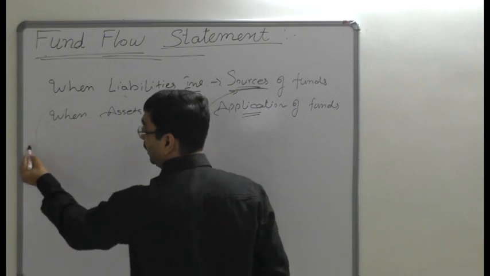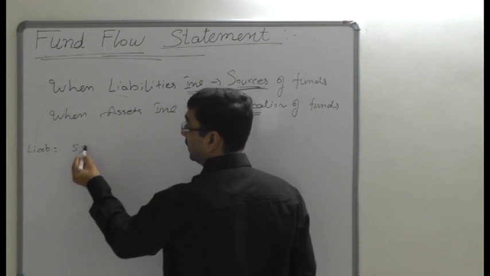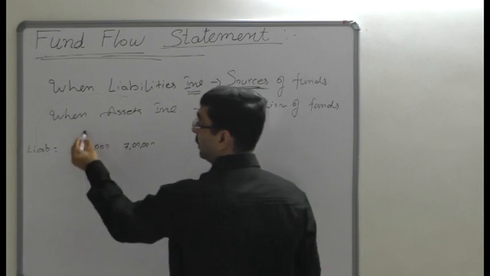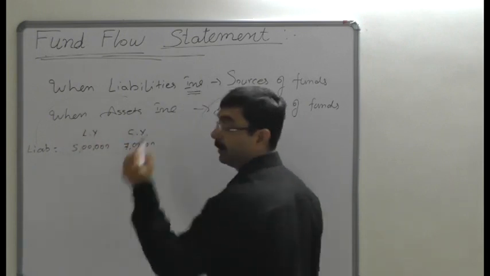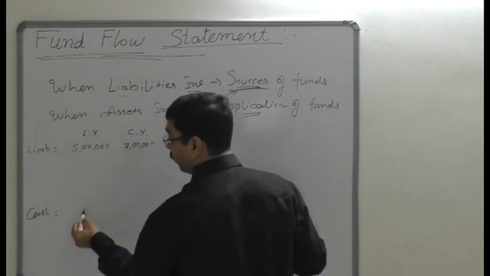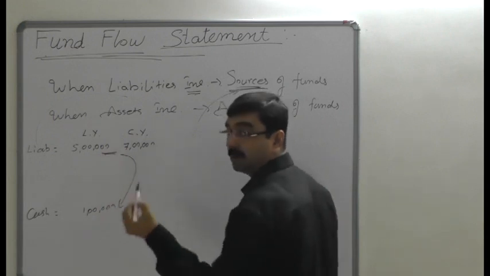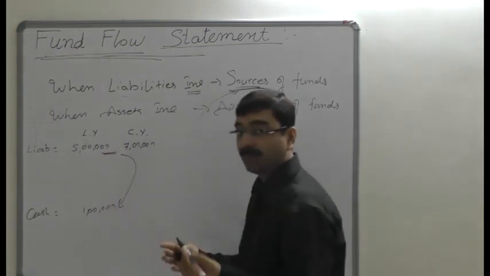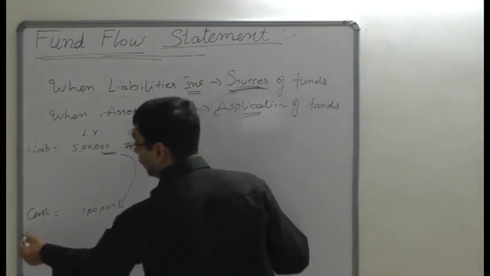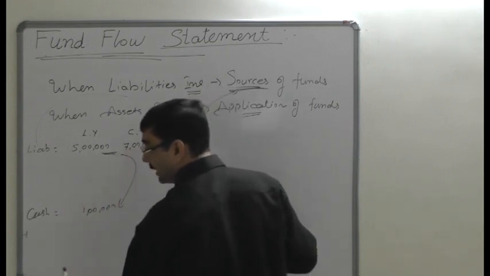Here, suppose in case of liabilities, for two consecutive years the balances are 5 lakh rupees and 7 lakh rupees. Suppose this is the last year and this is the current year. Now see here, the cash balance of the last year is rupees 1 lakh. How does this transaction affect the cash balance? Here the cash balance is 1 lakh rupees. Now how much is the equity share capital in the current year? That is 7 lakh rupees.